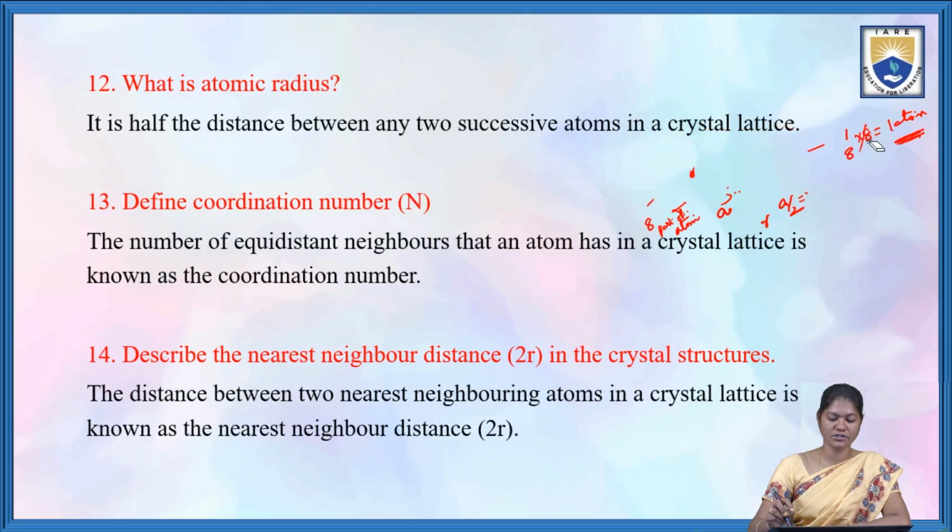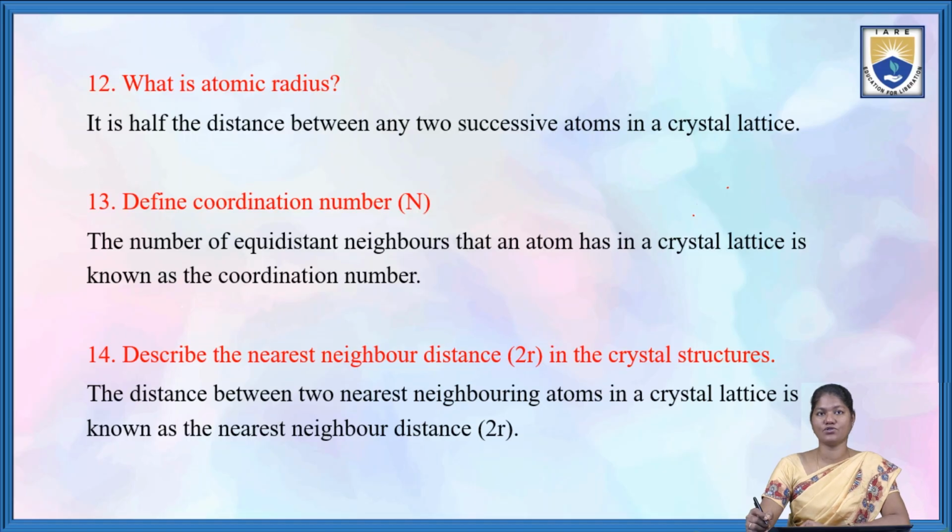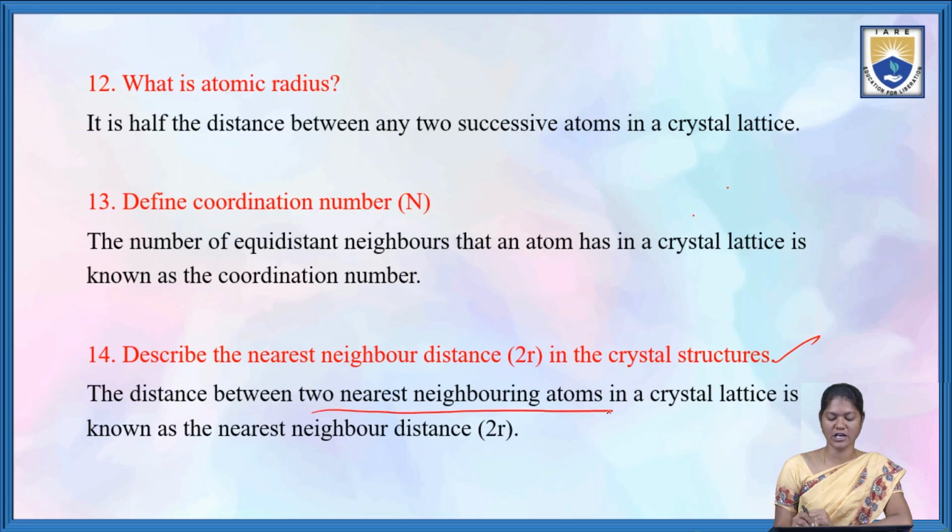Then define coordination number, which is denoted with n. The number of equidistant neighbors that an atom has in a crystal lattice is known as the coordination number. Describe the nearest neighbor distance in the crystal structure. The distance between two nearest neighboring atoms in a crystal lattice is known as the nearest neighboring distance.